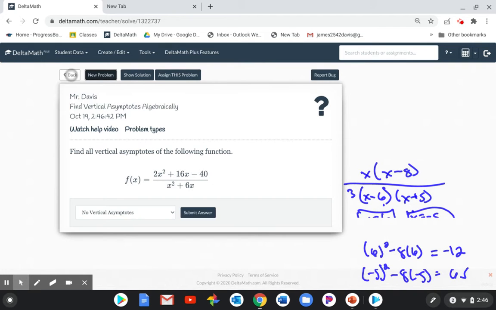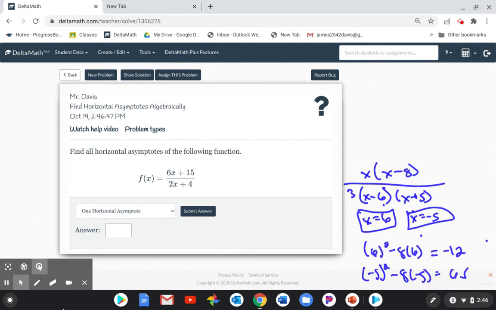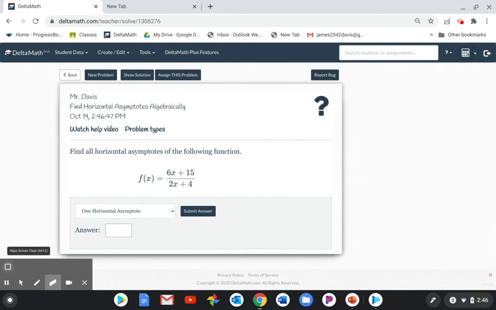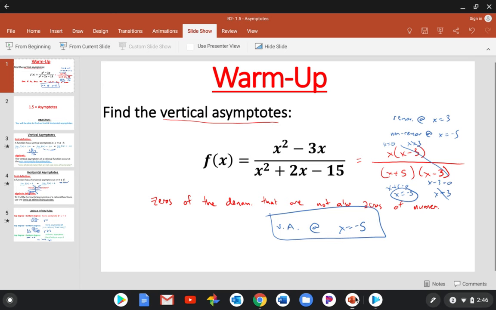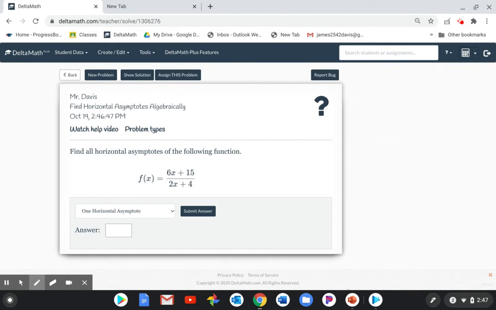Let's go ahead and look at the next section. This is going to be horizontal asymptotes algebraically. So this is where we're going to use those rules that I outlined, the same rules that we use for limits at infinity. We just need to compare the largest powers of the degrees of the numerators and the denominators. Big on bottom is y equals 0, same is ratio of leading coefficients, and big on top means none. So really 3 easy rules. After you do some problems, you do get the hang of it.